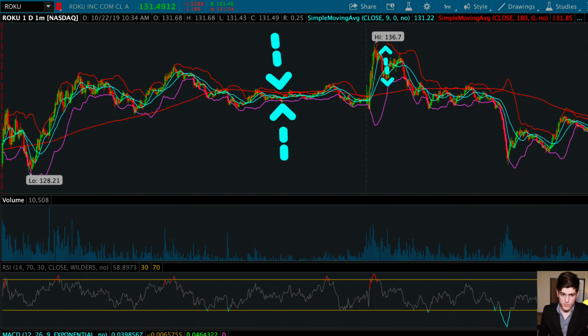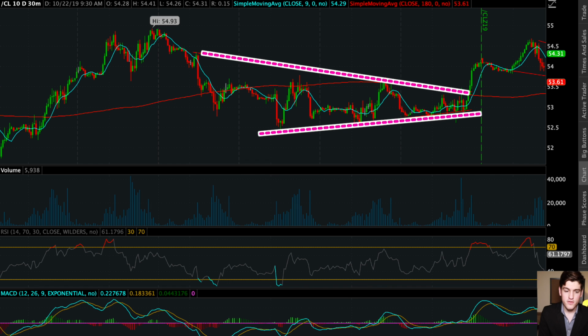Okay, but anyways, let me give you one more example before we move on to the next pattern. So with /CL, we squeezed and then broke out. Pretty easy to spot, pretty simple trading pattern. Make sure that you know what you're looking for and make sure that you're waiting for previous pattern confirmations.